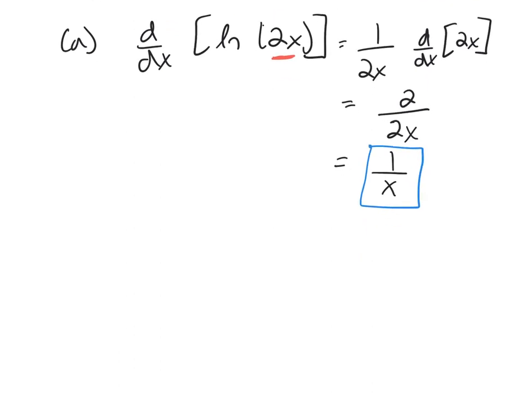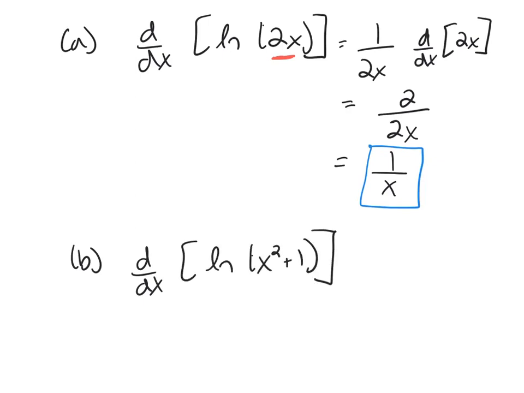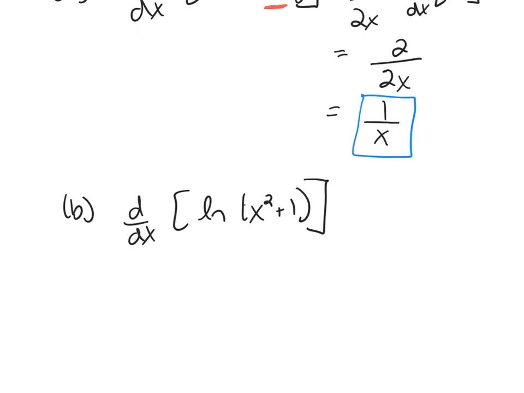Let's look at one more. The derivative of ln of x squared plus 1. So again, we're going to use the chain rule here. The chain rule tells me I have an inside and an outside. Here's my inside. Natural log, you get 1 over.